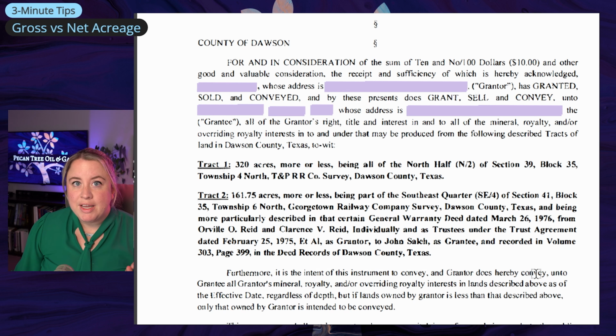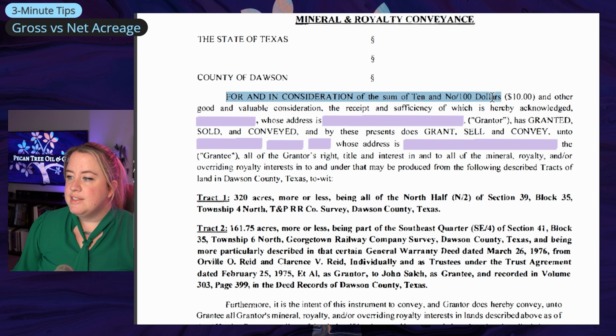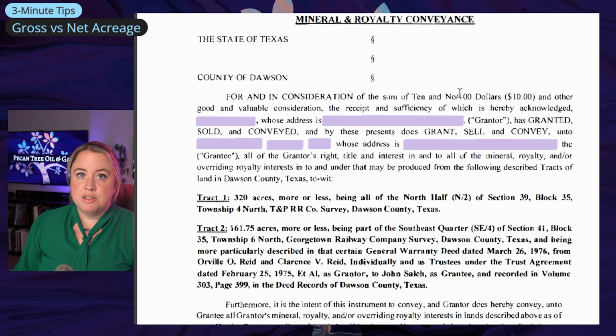So something you might have or might have seen is a deed. This is a mineral and royalty conveyance. And then this says $10. That's just saying that it was sold from one person to the other for some amount that was more than this amount. That's not saying it was sold for $10. And then here's where the confusion usually happens.